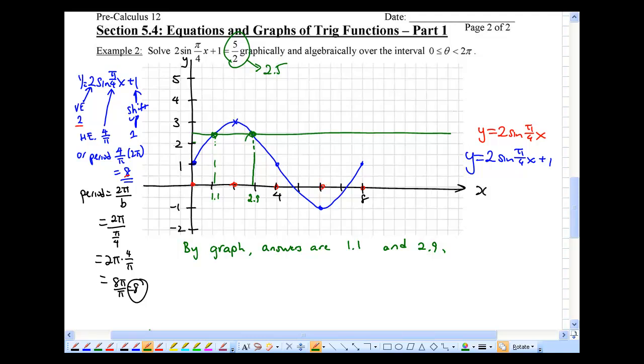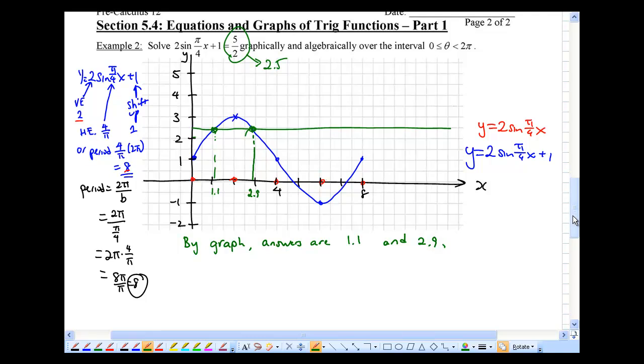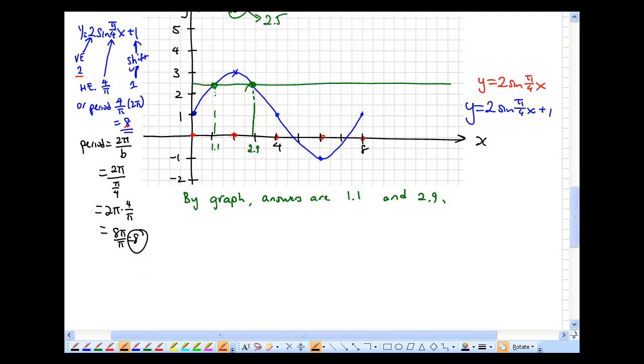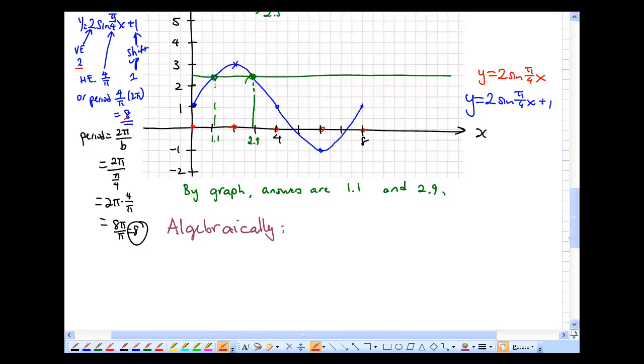All right. Let's see if you can actually get the same answers for me algebraically. I'll use purple. Going to copy the question again: 2 sine pi over 4x plus 1 equals 5 over 2.